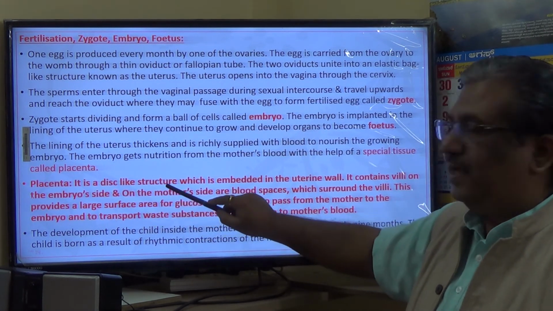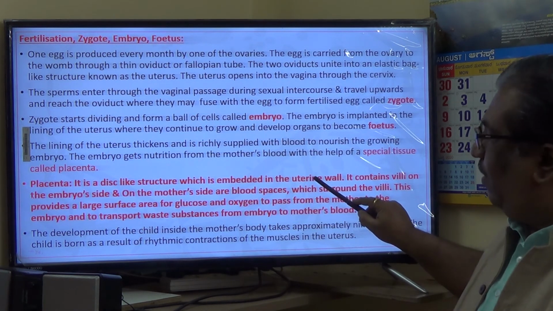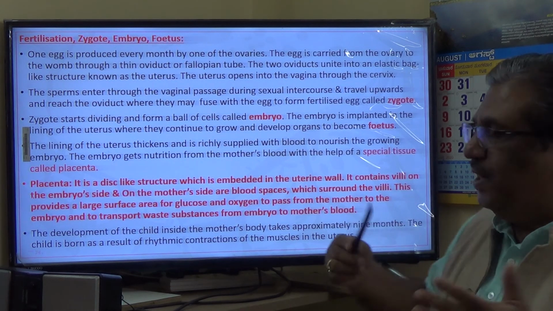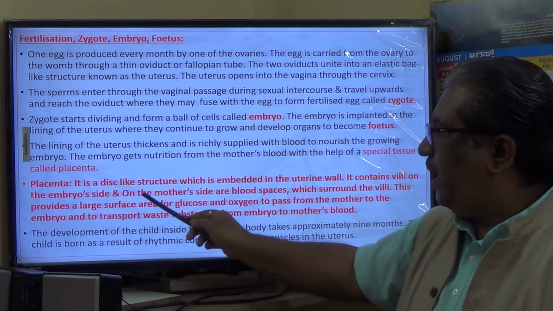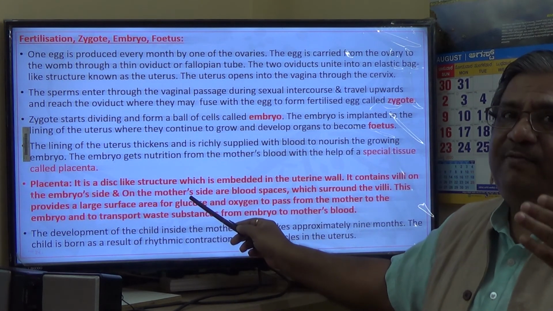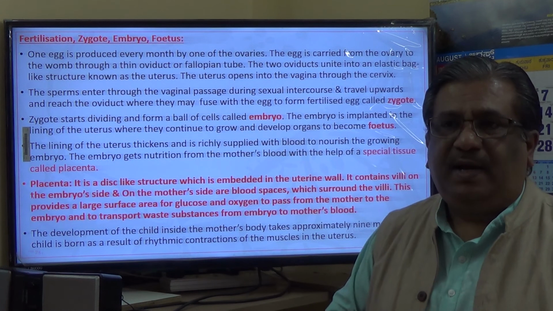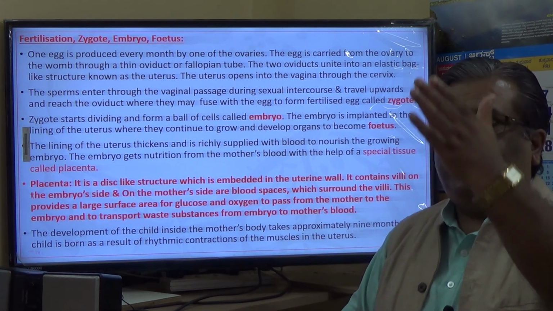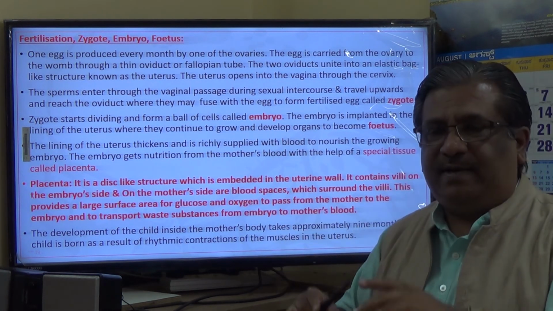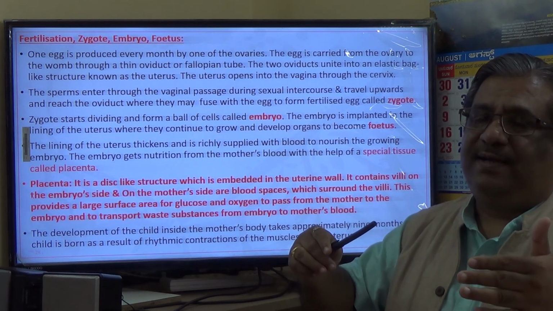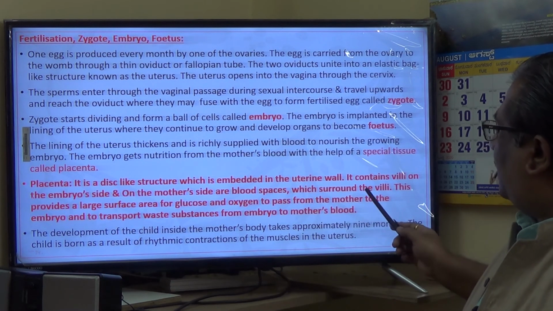It is a disc-like structure which is embedded in the uterus wall or uterine wall. It contains villi, finger-like projections on the embryo side, and on the mother's side, blood-filled space. What is placenta? It is a disc-like structure embedded on the walls of the uterus, containing finger-like projections on the embryo side and blood-filled space on the mother's side. Okay? Blood spaces which surround the villi.